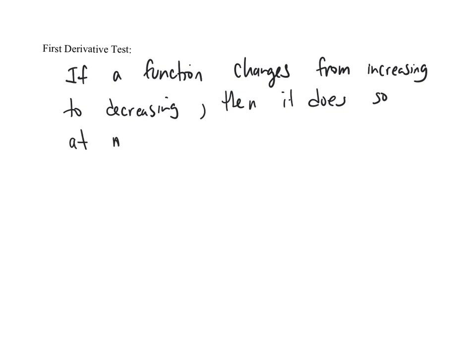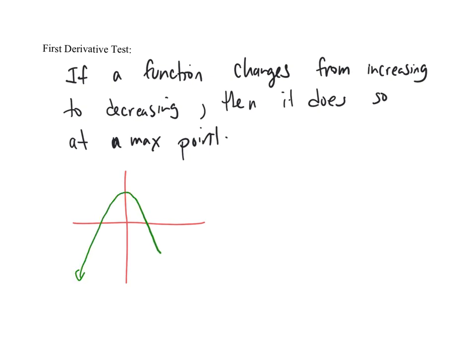So if I have a function, it's going up and then it goes down and then it goes up. If it changes from increasing to decreasing, so it's going up and then it changes at this point going down, then that has to be a maximum point. So that is half of the first derivative test.